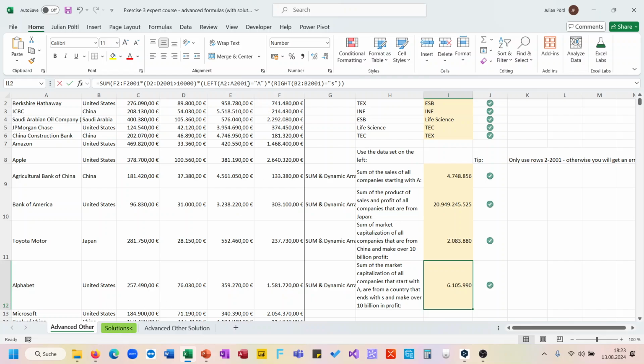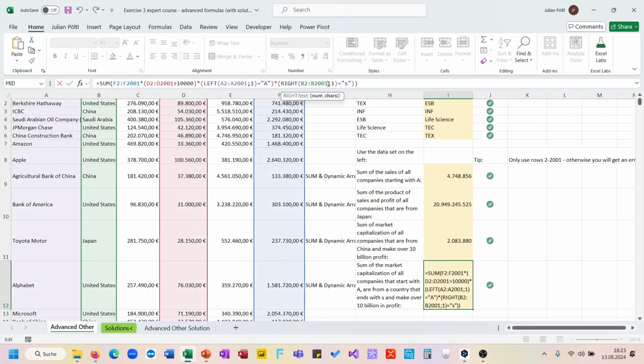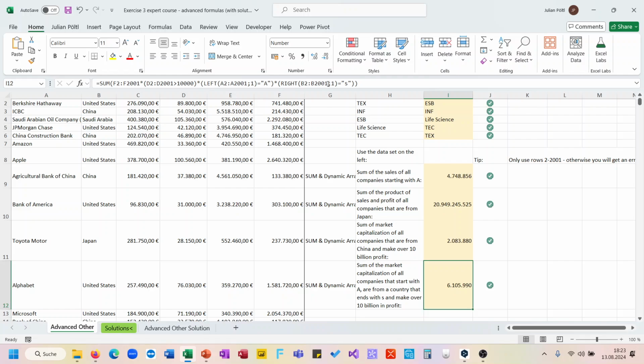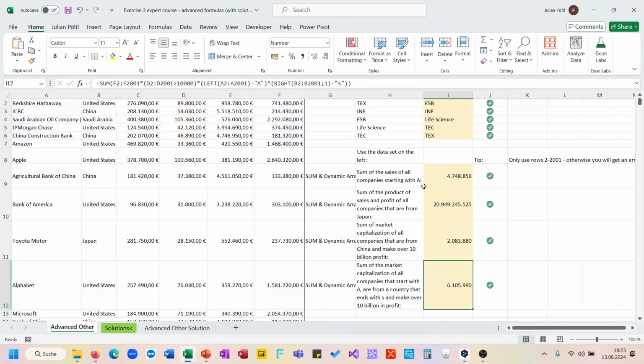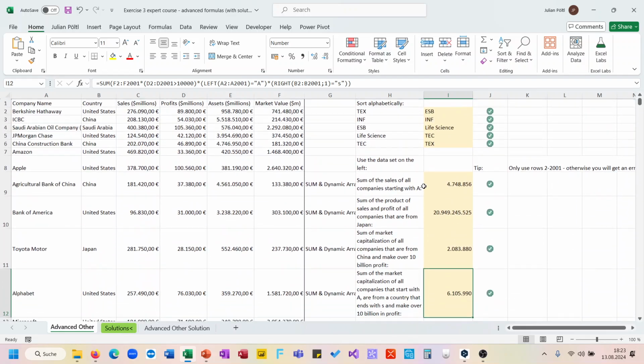So you don't need a 1 here, and also not for the RIGHT function, because the default setting for LEFT and RIGHT for the number of chars, you see here in this edgy bracket, is optional. So the default setting is 1. If you don't have something here, then it's 1. So here we have the solution.